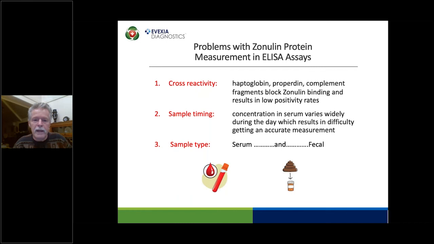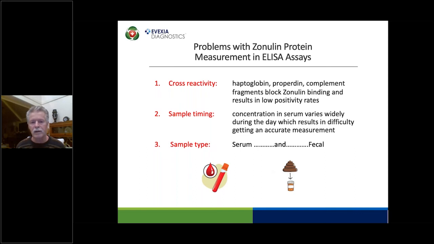So we started looking at a Zonulin assay 3 years ago, and I started working on this with a group at KBMO. And what we knew were there were a number of problems. The first one was cross-reactivity. Haptoglobin, properdin, complement fragments, especially C3, block Zonulin binding, and you get a lot of false negatives. So you get a low number of positives. That's a big, big problem. And it's well known that that cross-reactivity is a huge problem.